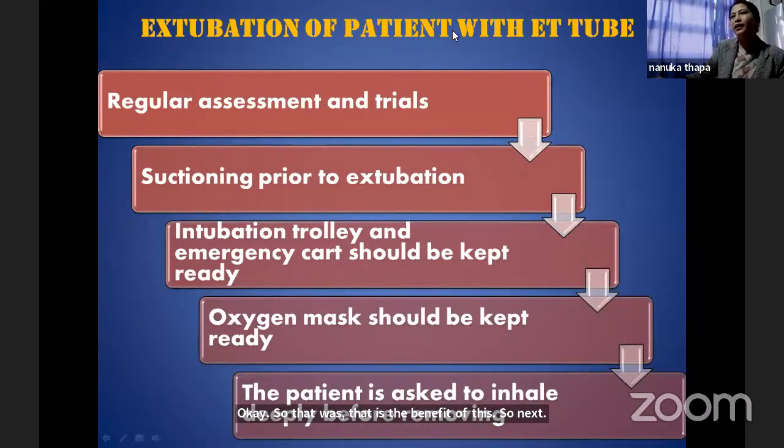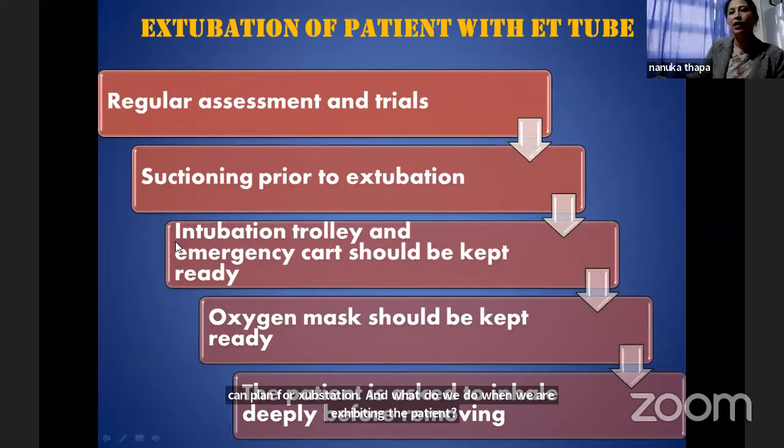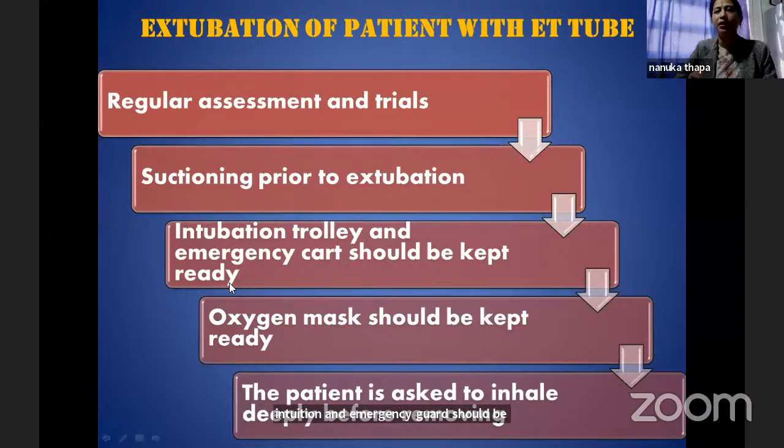So next, extubation of a patient with an ET tube. Obviously before we extubate the patient, we have to do regular assessment and trials. Trials as in we have to try weaning, okay? If the patient is successful in weaning, then we can plan for extubation. What do we do when we are extubating the patient? First, we have to suction prior to extubation. Then the intubation and emergency cart should be kept ready. Why? Because anytime when you extubate, the patient might collapse again. So it's better to have the cart ready, okay?